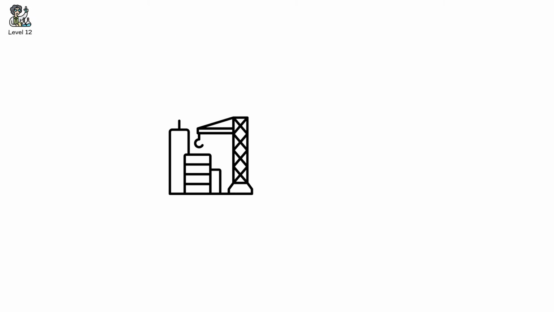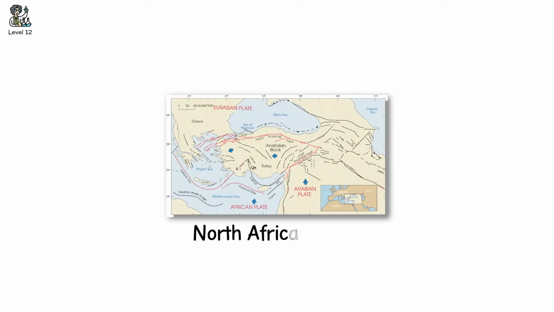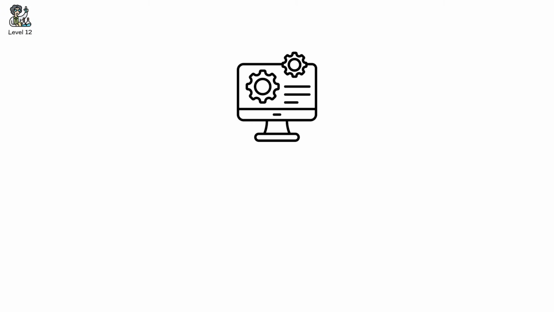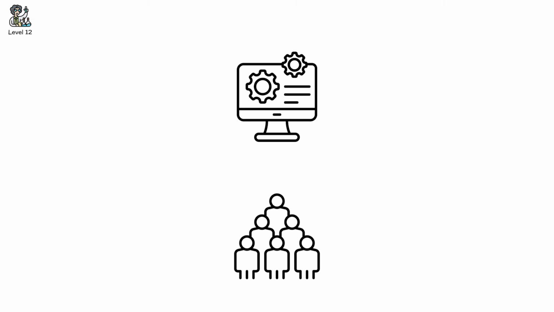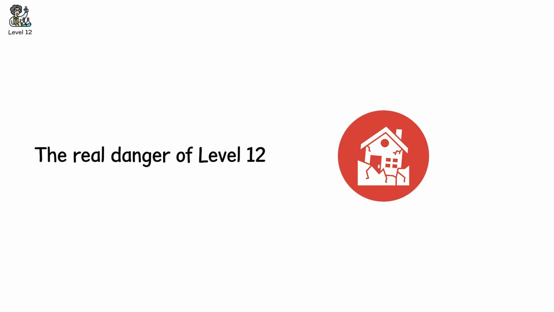It's a mirror to the Sunda megathrust in structure, but it hasn't fully ruptured in modern times. Scientists believe it could generate quakes exceeding magnitude 8.5. And then there's the Mediterranean. From the Hellenic Arc to North Africa's coast, complex subduction systems sit near dense population centers. The real danger of level 12 isn't where we know megaquakes can happen, it's where they haven't happened yet.